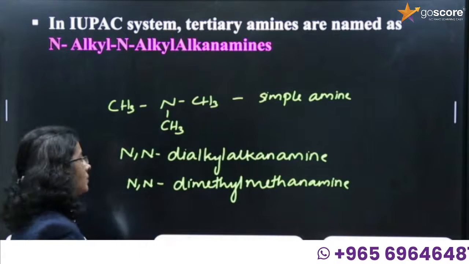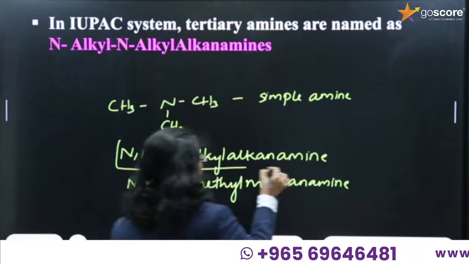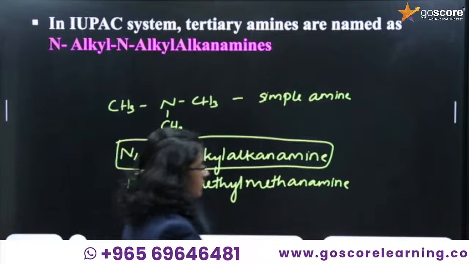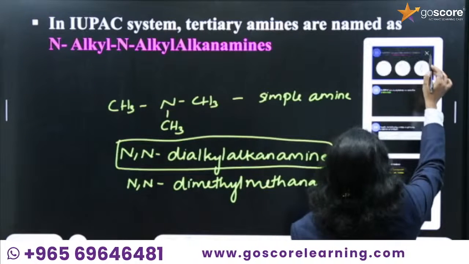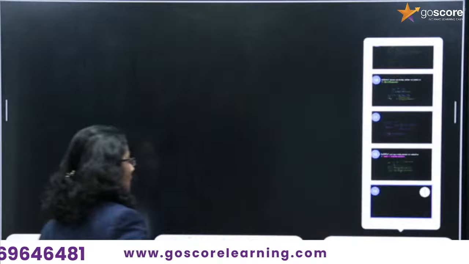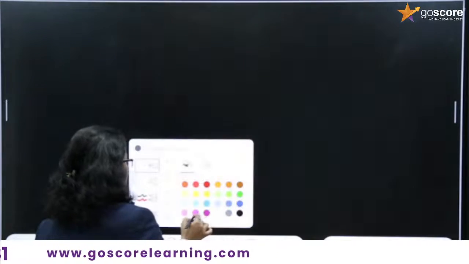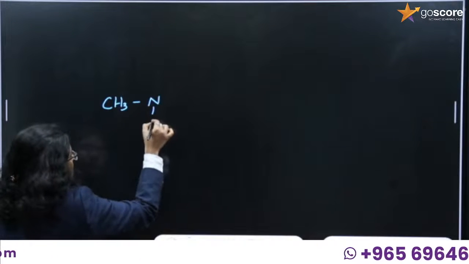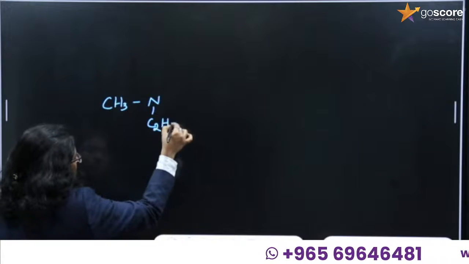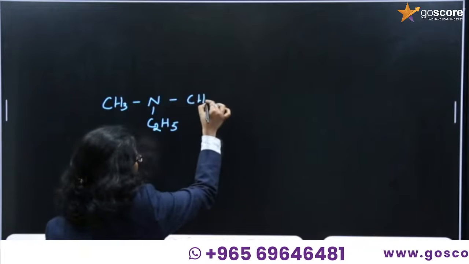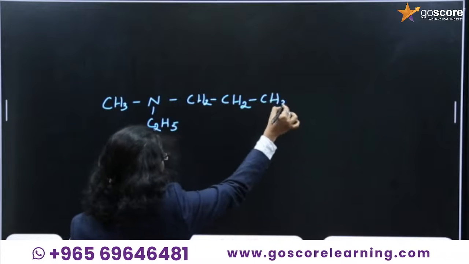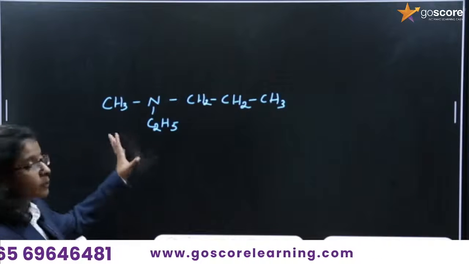Methanamide. For simple amide, we use N-alkyl alkanamide. Suppose it is a mixed amide, the naming will be N-alkyl alkanamide. For example, CH3, N, C2H5, CH2, CH2, CH3. See here you can see the alkyl groups are different.